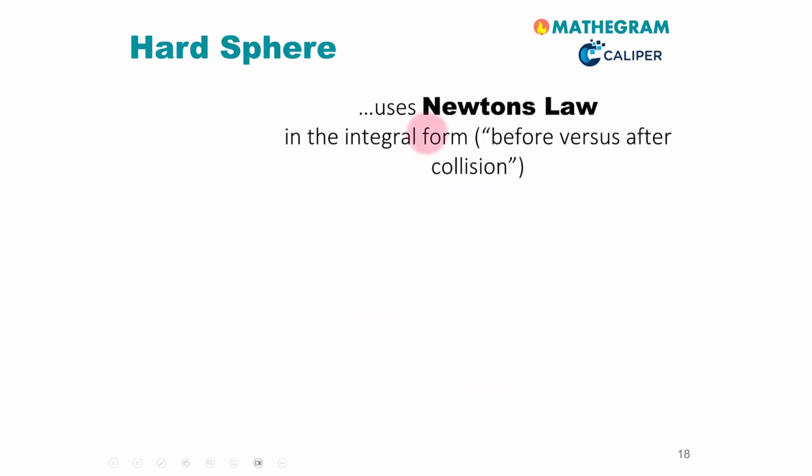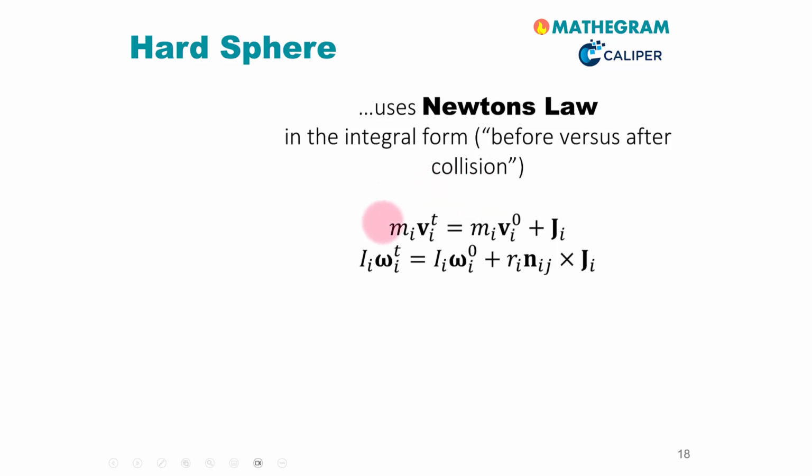Let us first start with the so-called hard sphere approach. This approach uses Newton's law in the integral form, meaning that we just look at the momenta before and after the collision event. So here you again see these momentum balances, right? It's similar to what we have seen before.